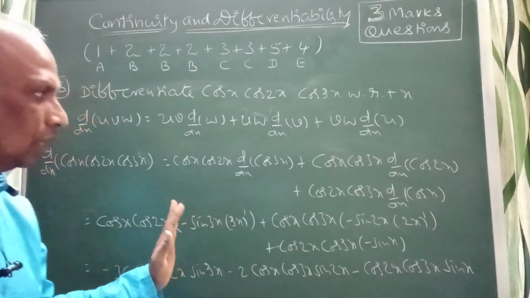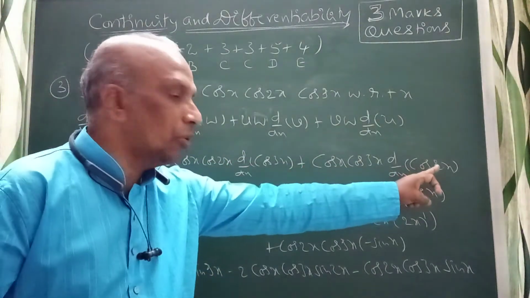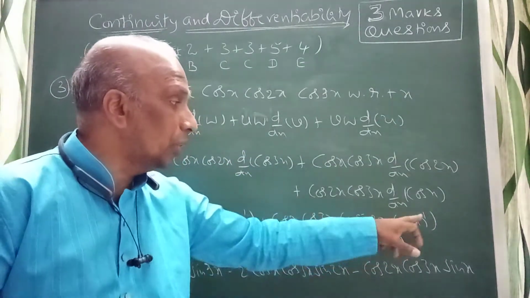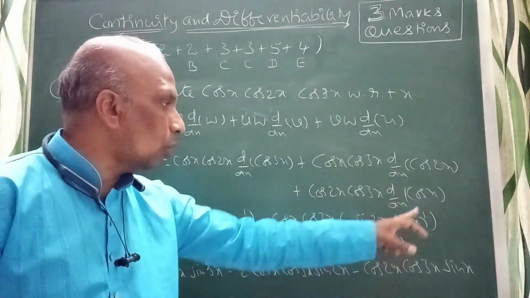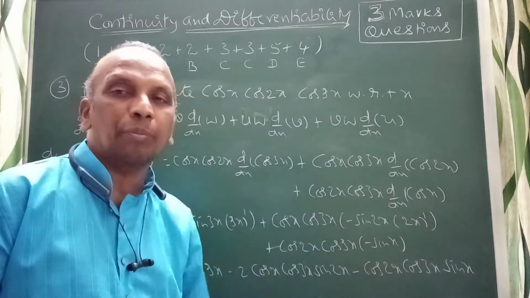You use this formula, then you solve the problem. That will be easy. Whenever cos 3x, it means minus sin 3x, derivative of 3x. Cos 2x, derivative of cos is minus sin 2x, derivative of 2x. Derivative of cos x is minus sin x, derivative of x is 1. That is the reason we can directly write minus sin x.